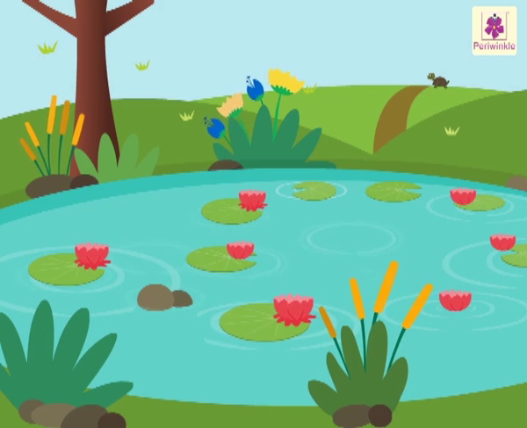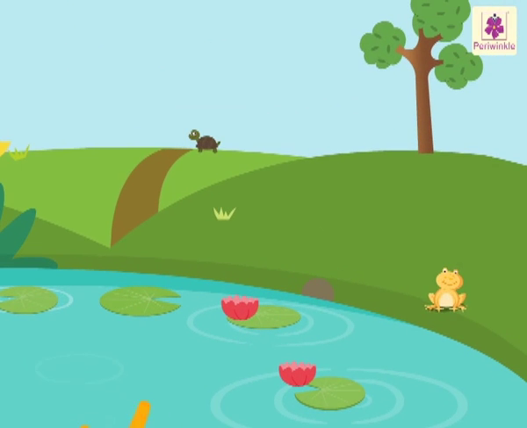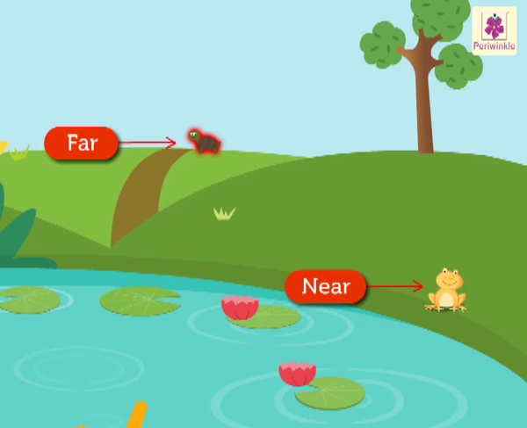Here is a beautiful pond. We can see a frog near the pond. But the tortoise is far from the pond.